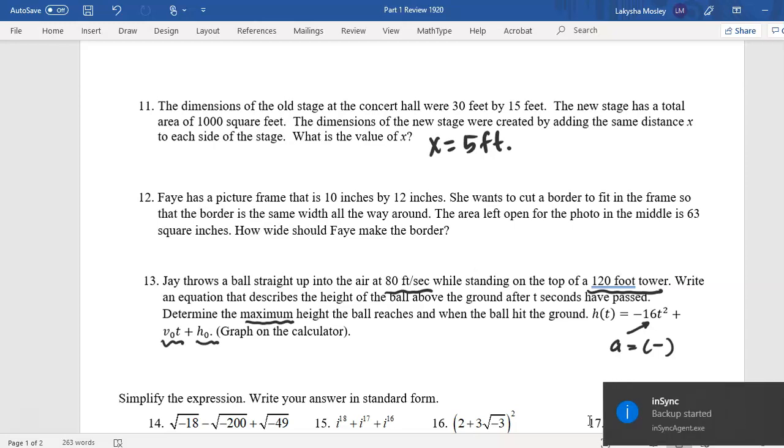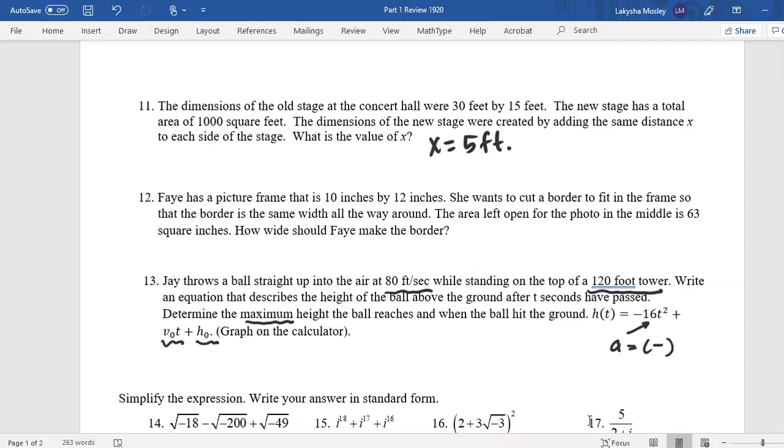It says she wants to cut a border to fit the frame so that the border is the same width all the way around, and that there's an area left open for this photo that is 36 square inches. So the area inside is 36 inches squared. The total frame is 120 inches squared, because I multiplied 10 times 12, and we want to figure out the length of this border. So let's go and draw a picture.